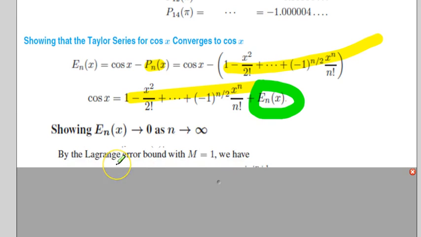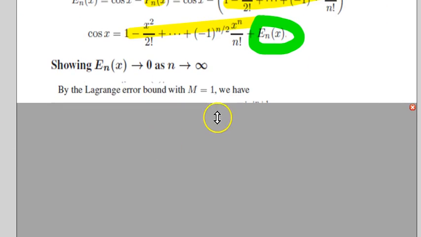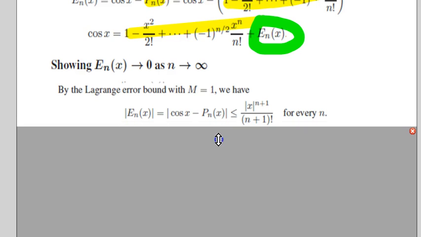So by the Lagrange error bound, we know that M is equal to 1. Remember, we talked about M is found by the n+1 derivative of the function, and since the function is cosine and its derivatives are either sine or cosine, which are less than or equal to 1, then any M value bigger than 1 is sufficient. So we're going to let M equal 1. Okay, and so we have this based off our Lagrange error bound, and that's our error bound for every n.